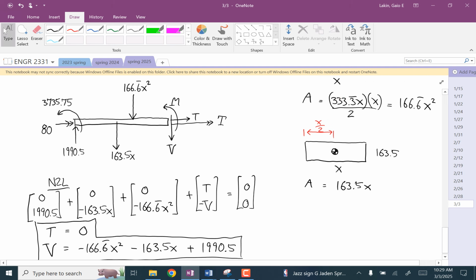What about the signs of those vector components? Does that make sense to everybody? Remember that you're drawing this with, like, think of this as a number multiplied to a unit vector, okay? So in this case, you're multiplying 163.5x times a unit vector in the negative y direction, 0, negative 1, okay? And so that's why you get this negative component there. Same thing with the x squared term.